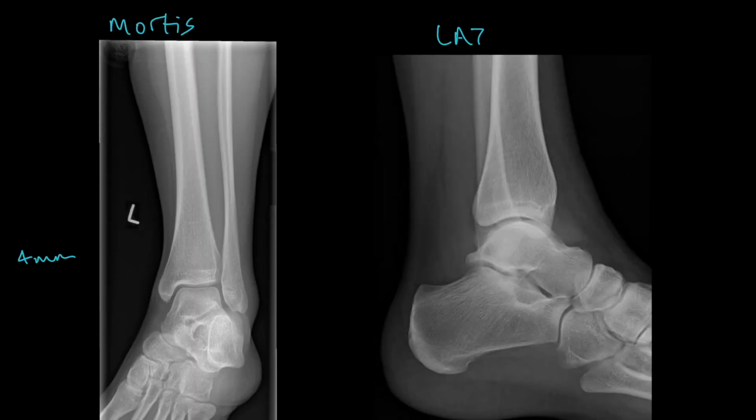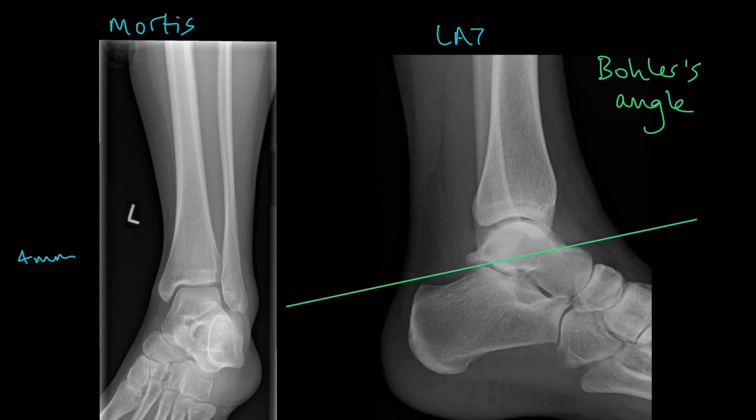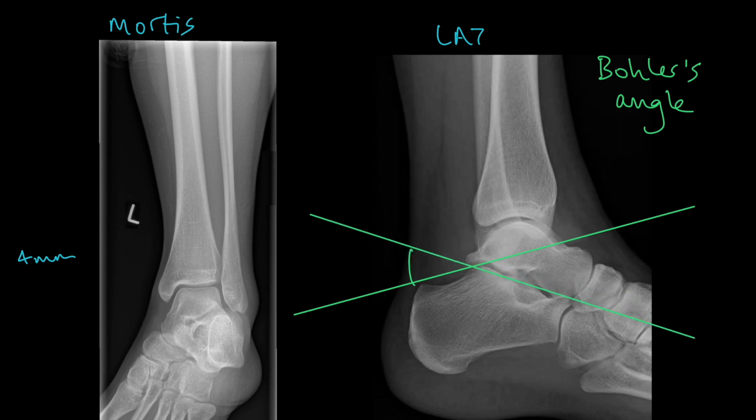An important angle to check is what we call Bowler's angle. What we should see here is if we draw a line joining the most superior aspect of the posterior facet with the superiormost aspect of the anterior process, we should see that the angle formed over here should be over 25 degrees. Anything less than this would suggest a depressed fracture of the calcaneus. And then lastly, we will check over the soft tissue, any evidence of any soft tissue swellings.